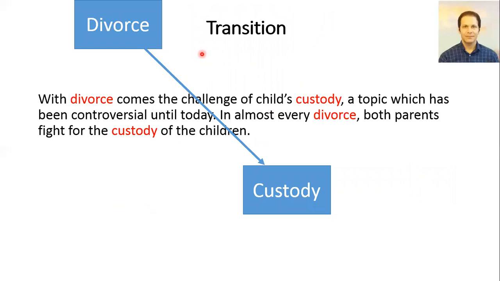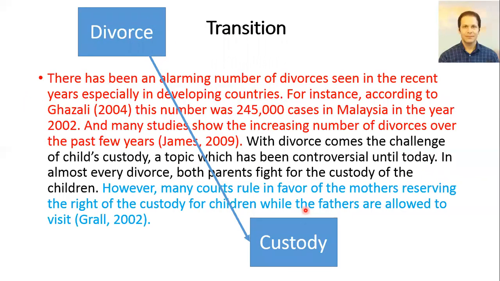Now, what is a transition? A transition is one or two sentences that link two different ideas together. For example, here you can see that the transition links divorce to custody. With divorce comes the challenge of child custody, a topic which has been controversial until today. In almost every divorce, both parents fight for the custody of the children. So this transition is linking divorce to custody, as you can see here.